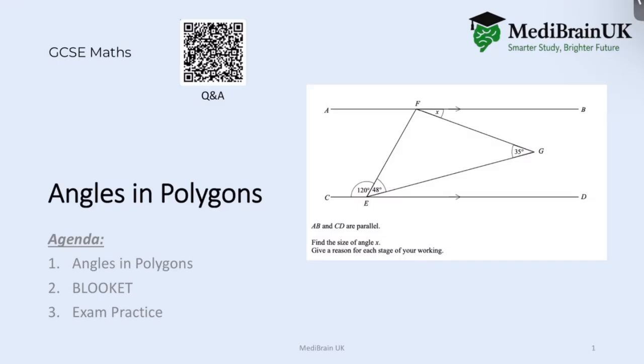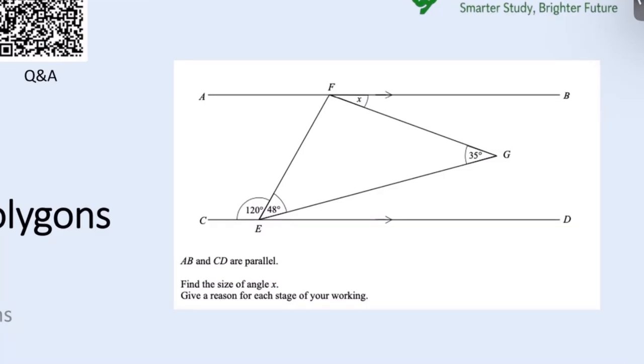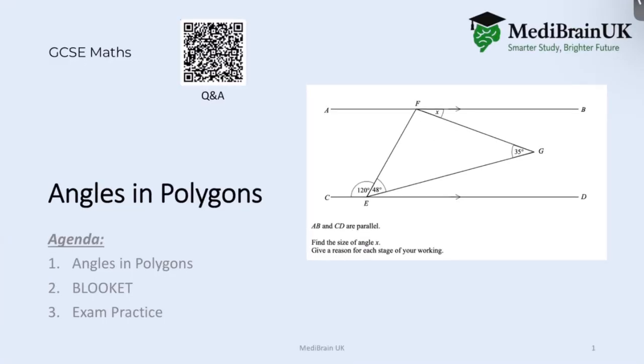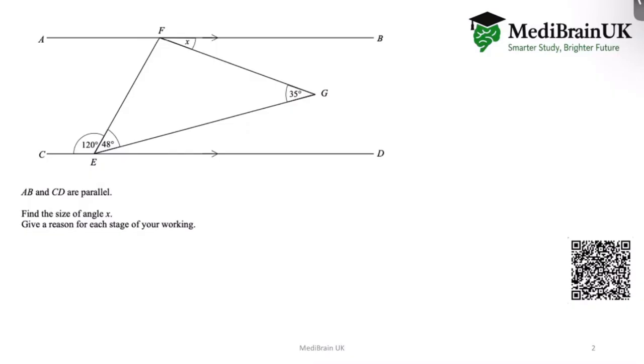In today's lesson, we are going to be looking at angles and polygons, and then we're going to be looking at some exam questions, and then we'll end off with a blockade towards the end of the lesson. For those who were here earlier, there was a starter question on the screen for you to have a go at. So we're going to start off by going through this question, and then we will move on to the questions that we're looking at in today's lesson. So this was the starter question, so let's go through it.